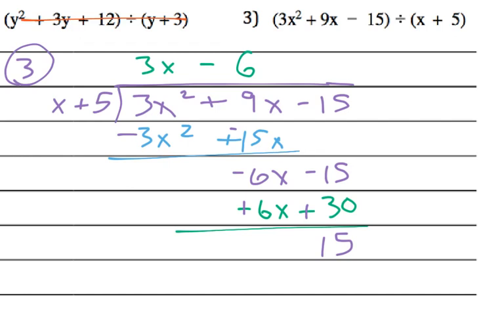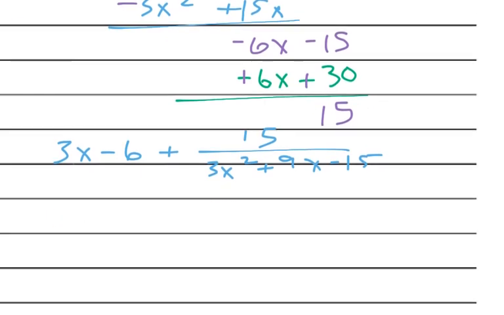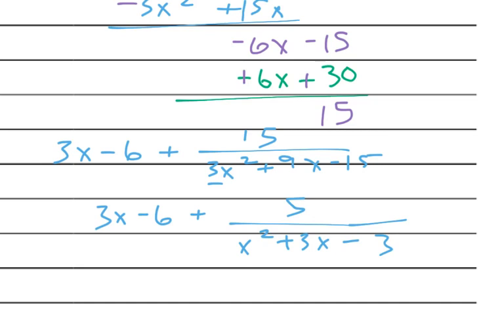And I don't know if I'm budgeting my space well enough to show that I'd really put my answer over there, so I'm stuck fitting it down below here. So here's 3x minus 6 plus 15 all over x plus 5. And I guess you might look in the back of books and they probably would see that everything has a 3 that can fit into it, so you'd end up with 5 over x squared plus 3x minus 3.